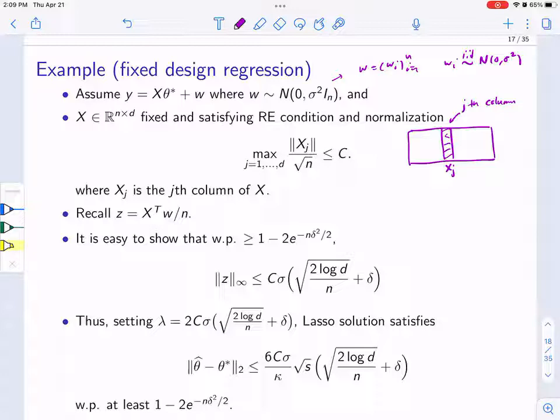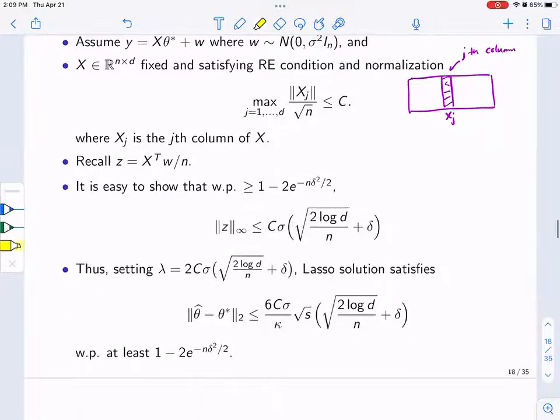Usually in regression, you do some sort of normalization, like centering and scaling. You can divide y by a sufficiently large number so that effectively the norm of the columns x_j is upper bounded by anything that you want. So this is mild. And then we recall that x transpose w over n is the definition of z.